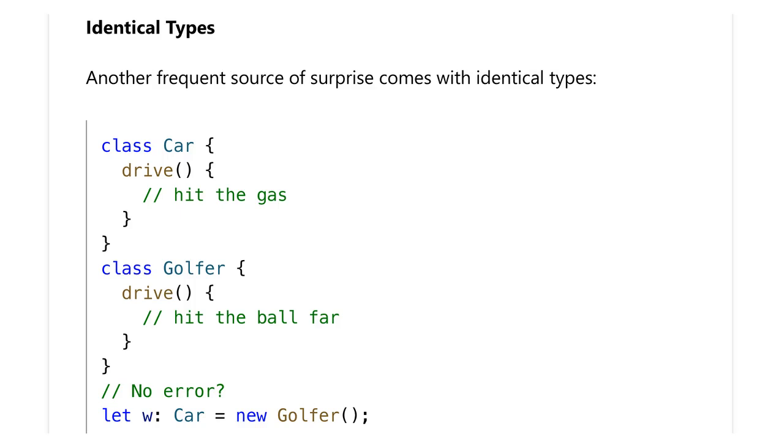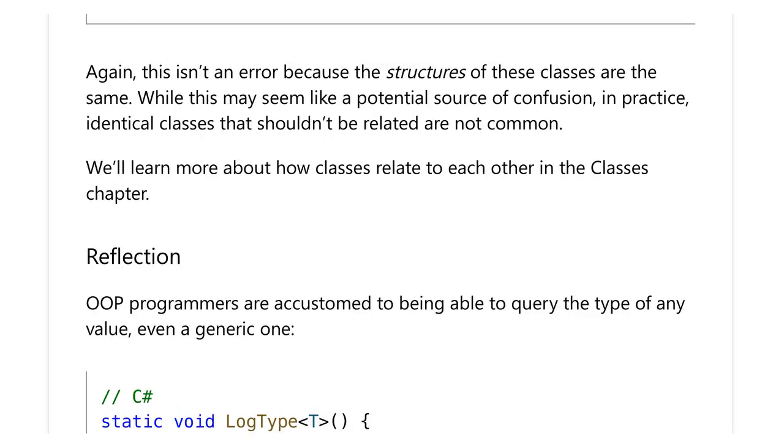Identical types. Another frequent source of surprise comes with identical types. class Car { drive() { // hit the gas } } class Golfer { drive() { // hit the ball far } } // No error? let w: Car = new Golfer(); Again, this isn't an error because the structures of these classes are the same. While this may seem like a potential source of confusion, in practice, identical classes that shouldn't be related are not common. We'll learn more about how classes relate to each other in the classes chapter.